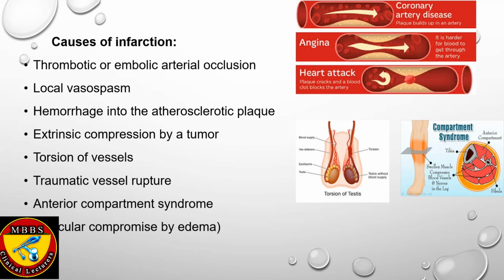You can see this is the normal testis and the spermatic cord. Here the spermatic cord has undergone torsion, twisted on itself, and the blood supply by the testicular blood vessels is hampered, and the testis has undergone infarction. Then there could be traumatic vessel rupture. Anterior compartment syndrome means there is vascular compromise by edema. You have studied the compartments present in the calf muscle in anatomy. So any swollen muscle could compress the blood vessels and nerves in the leg and lead to infarction of the tissue supplied by them.